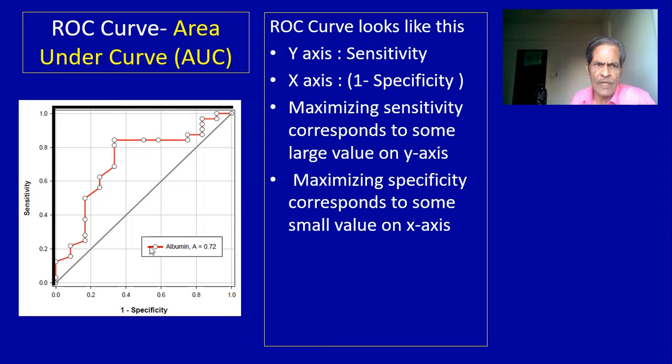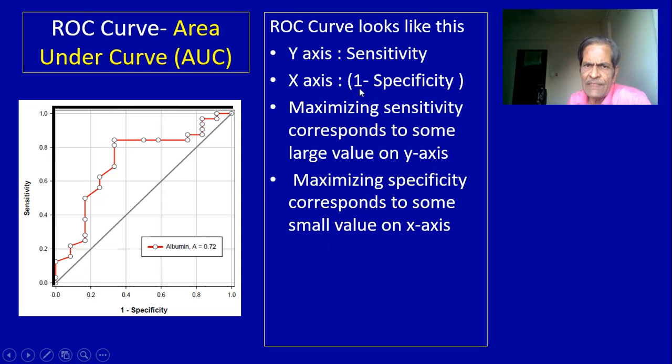We draw the chart in this way: on the y-axis we have the sensitivity for the given diagnostic level, and on the x-axis we have 1 minus specificity. It is not the specificity, but it is 1 minus specificity. So on the x-axis, for a given diagnostic level with the new test, what was its sensitivity and what was the value of 1 minus specificity. So on the y-axis we have sensitivity, on the x-axis we have 1 minus specificity.